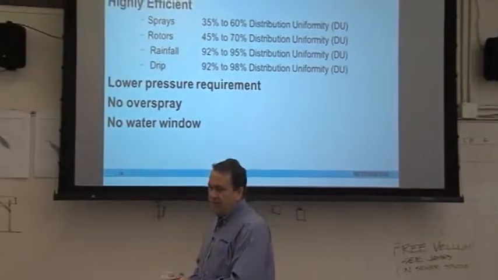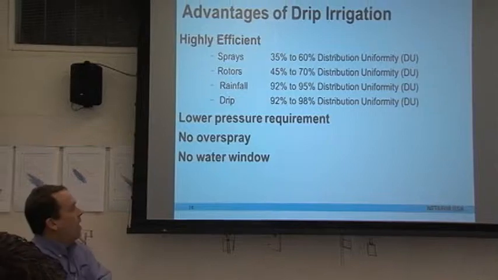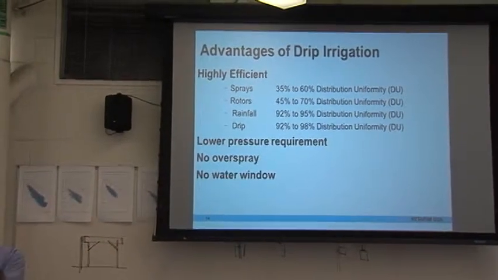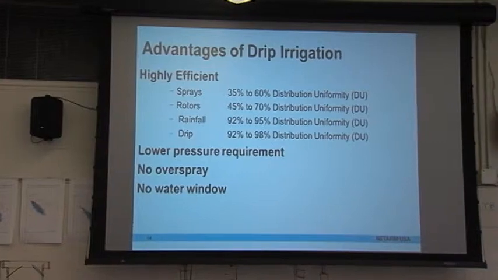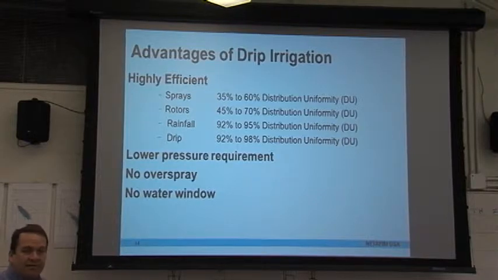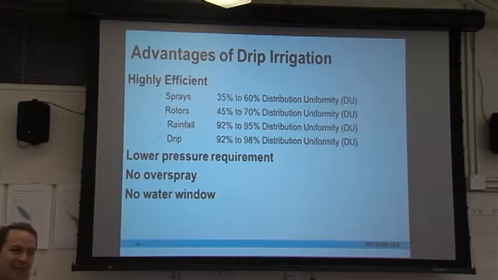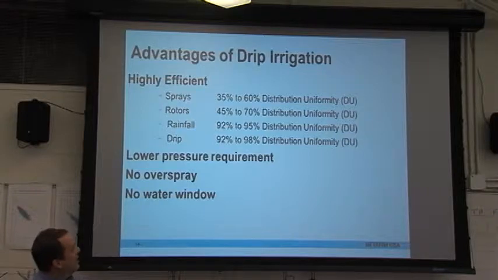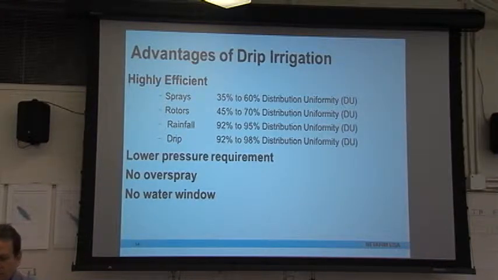So when we talk about efficiency, okay, a spray head is somewhere between 35 and 60% efficient. A rotor is 45 to 70% efficient. Rainfall is somewhere between 92 and 95. And drip irrigation is somewhere between 92 and 98% efficient. So when we say a spray head is 40% efficient, here's a quiz. What does that mean? Anyone want to take a guess or a stab at that?